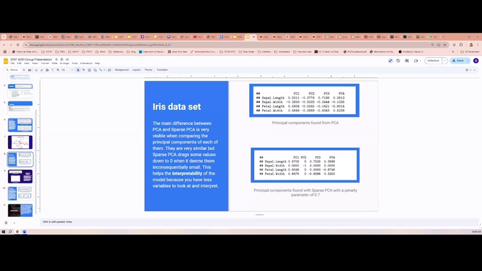Basically, the way we would interpret this is that sepal width is negatively correlated with the other variables we have here, such as sepal length, petal length, and petal width.